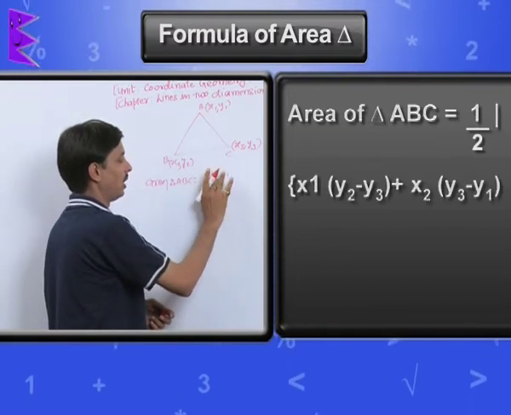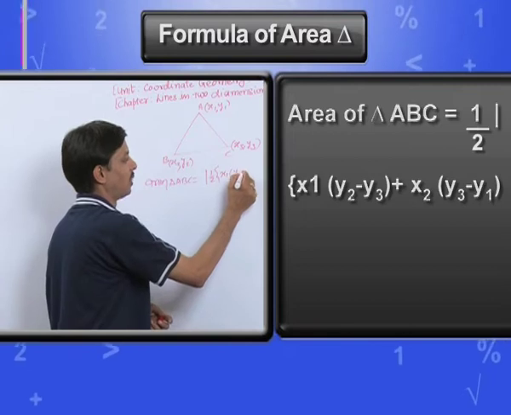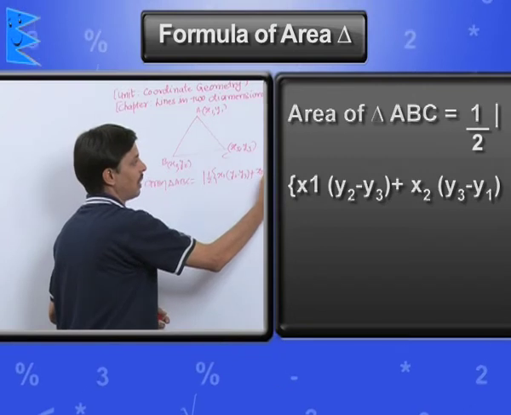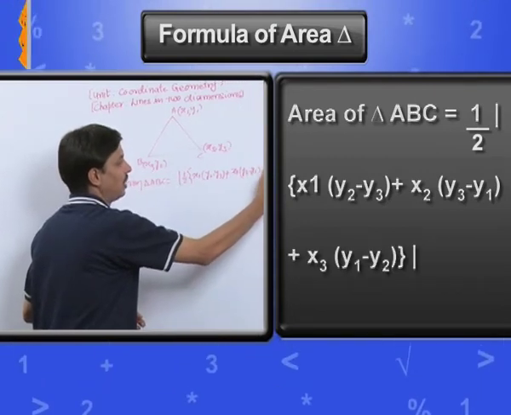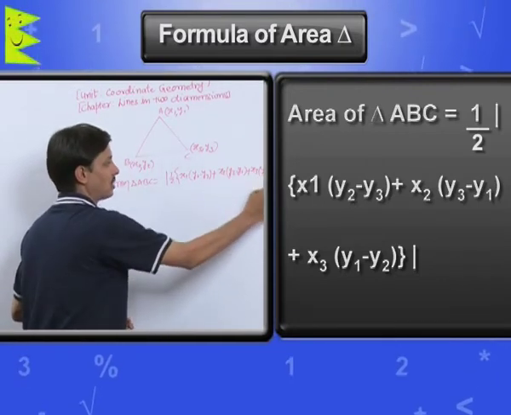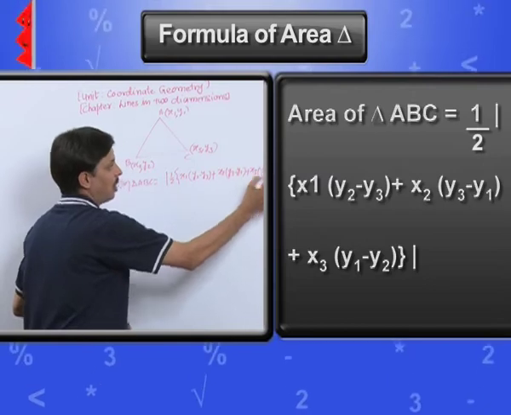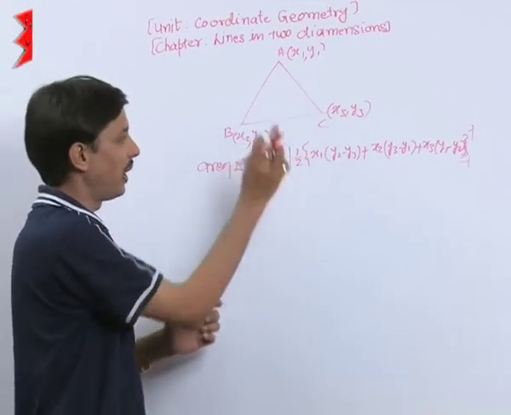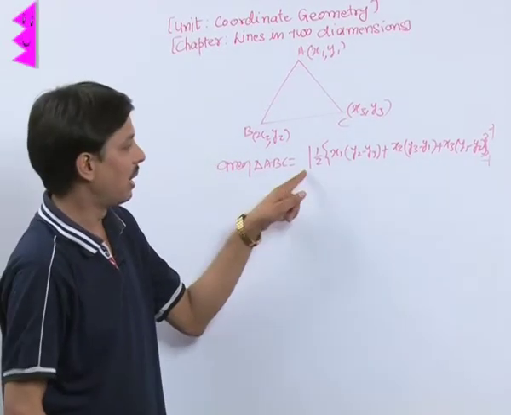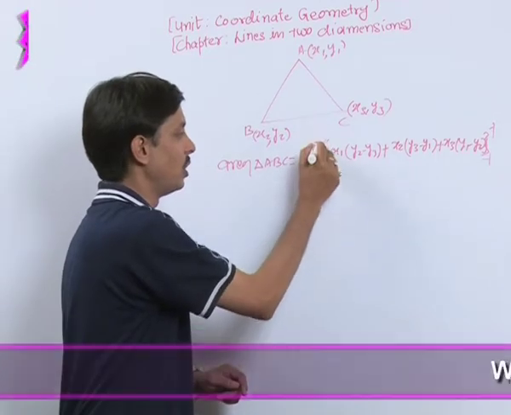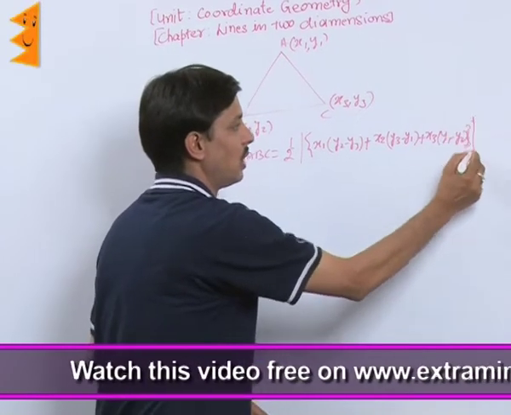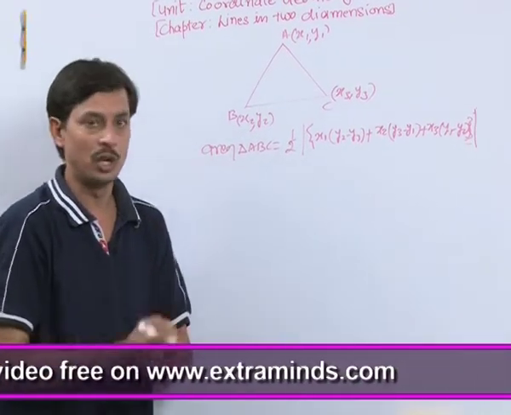x1, then if I write x1 inside the bracket, y2 minus y3, plus x2, then y3 minus y1, plus x3, then y1 minus y2, close, and there is a sign of closing the mod. So the area of any triangle using the direct formula can be calculated by half. Why am I putting a mod here? The reason is area is always a positive quantity.